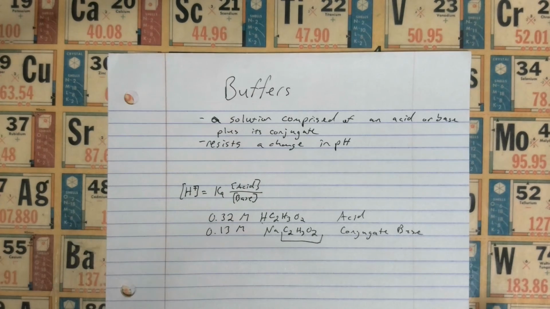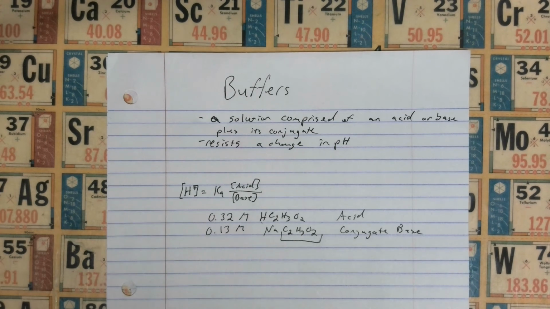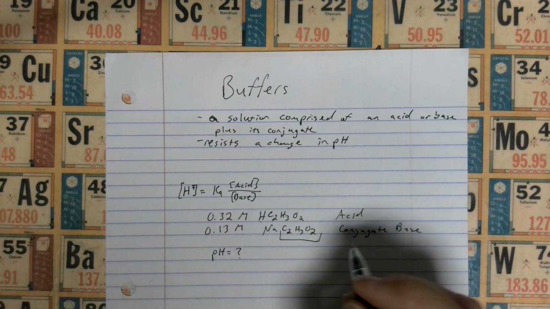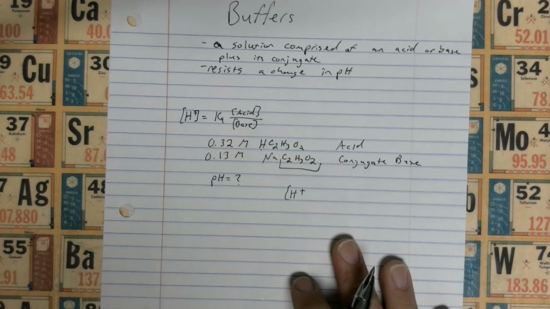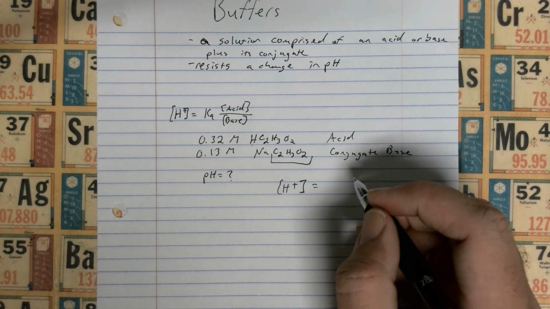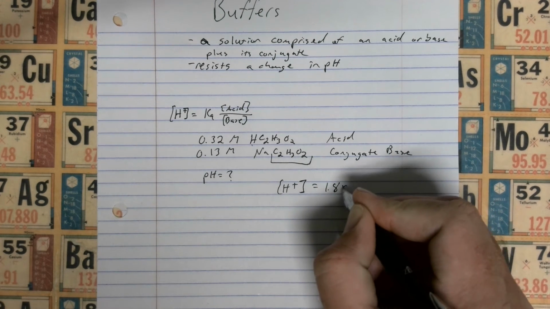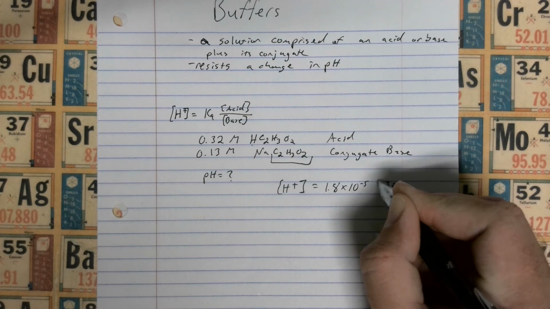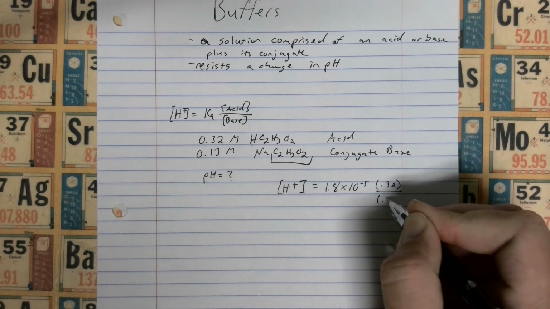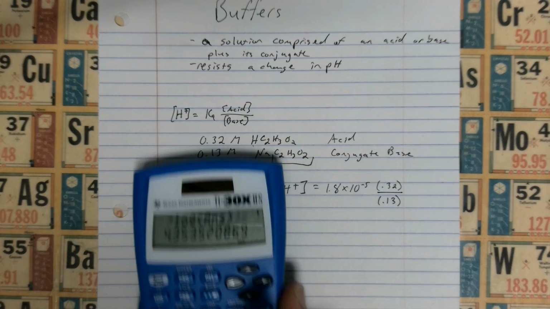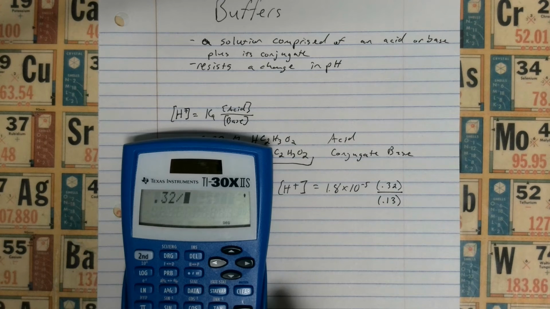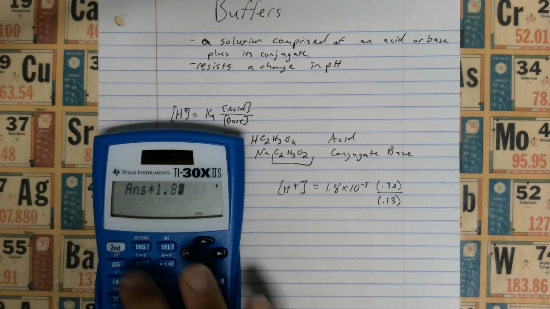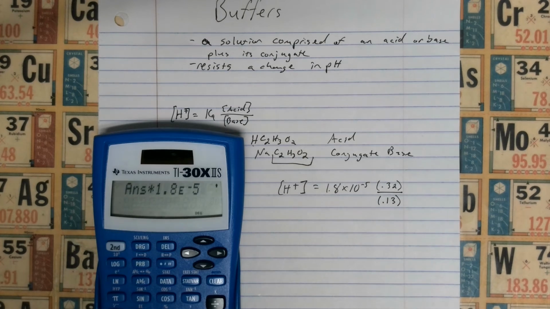So what we do from here is take these concentrations and plug them into our formula. We're solving for pH, okay? So I'm going to do H plus equals, and you need to look up the Ka of acetic acid, which is 1.8 times 10 to the minus fifth. Then the concentration of the acid, which is 0.32, over the concentration of the base, which is 0.13. So I do 0.32 divided by 0.13, multiplied by 1.8 times 10 to the minus fifth.